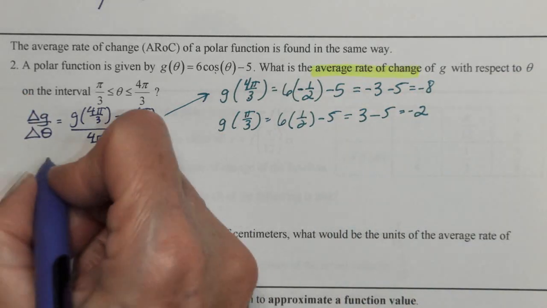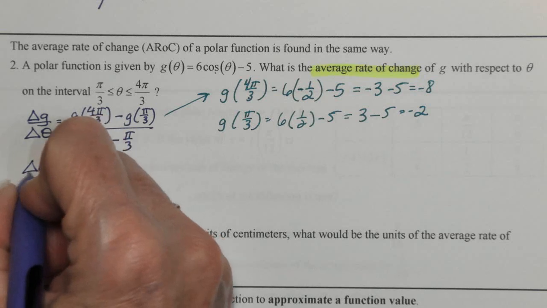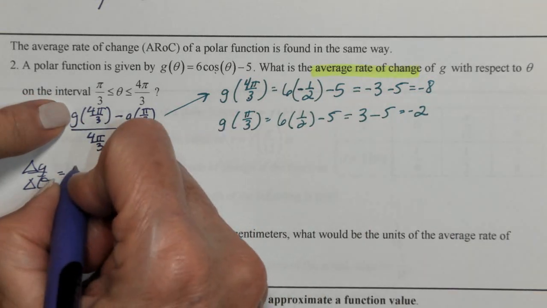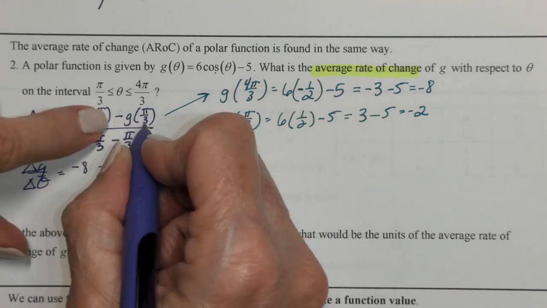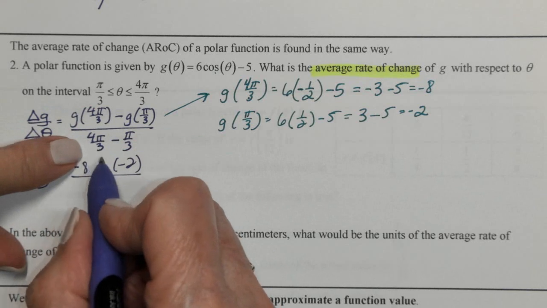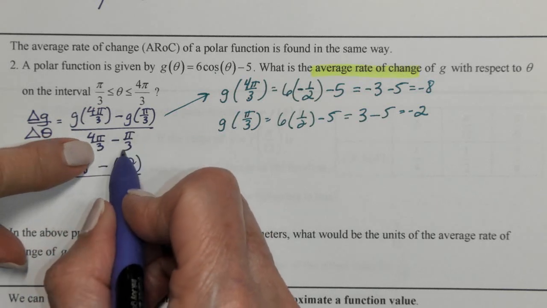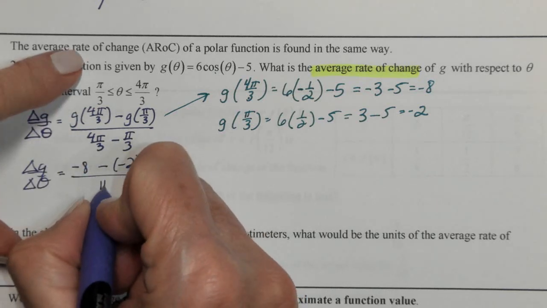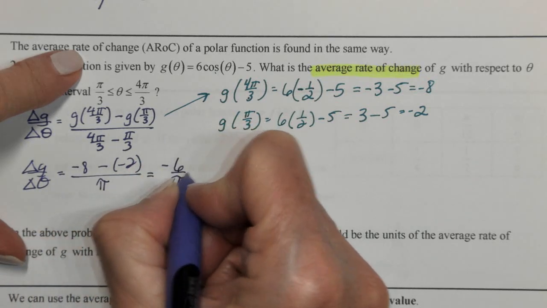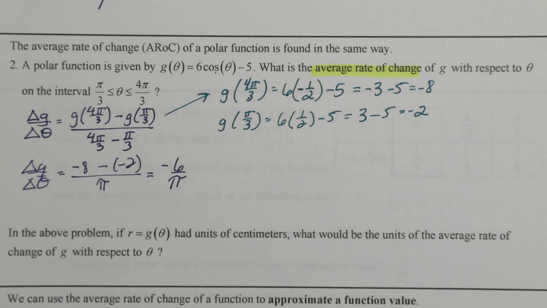Coming back to our average rate of change, we have g of 4 pi over 3 is -8, g of pi over 3 is -2. 4 pi over 3 minus pi over 3 is 3 pi over 3, which is pi. So this turns out to be -6 over pi. That is the average rate of change of g with respect to theta on this interval.